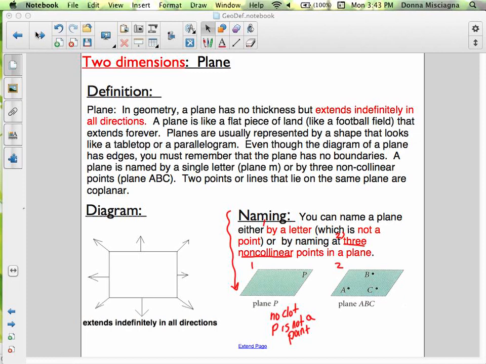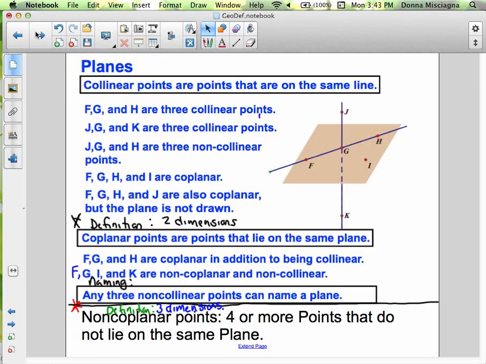Let's look at a few more things related to planes. All right, so let's talk about collinear before we talk about coplanar. Collinear points, we've learned, are points that lie in the same line. So for instance, F, G, and H are on that line right there. J, G, and K are also 3 collinear points. They're on this line right here.